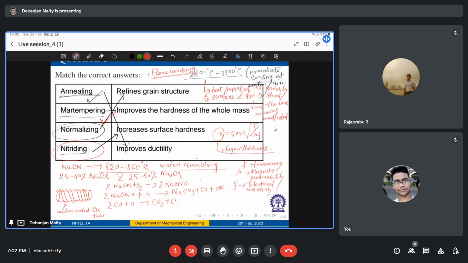So the advantages are that the time required is very small, and hence the process is very quick and productivity is high. And yeah, that's all for this case hardening process.